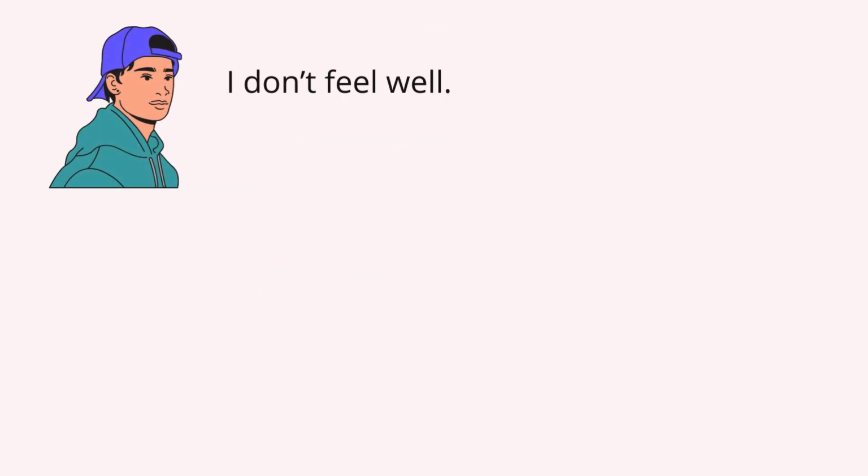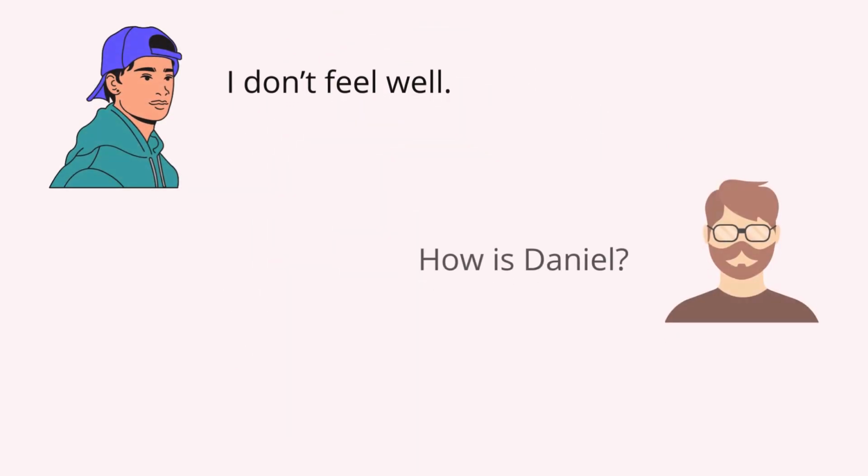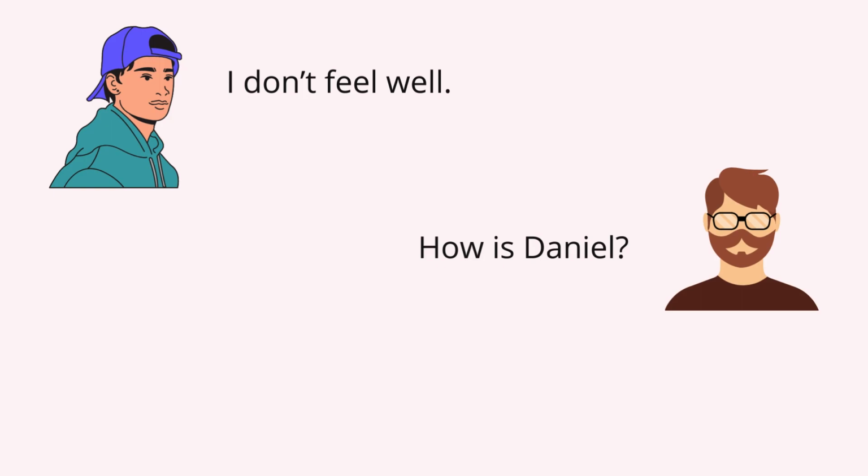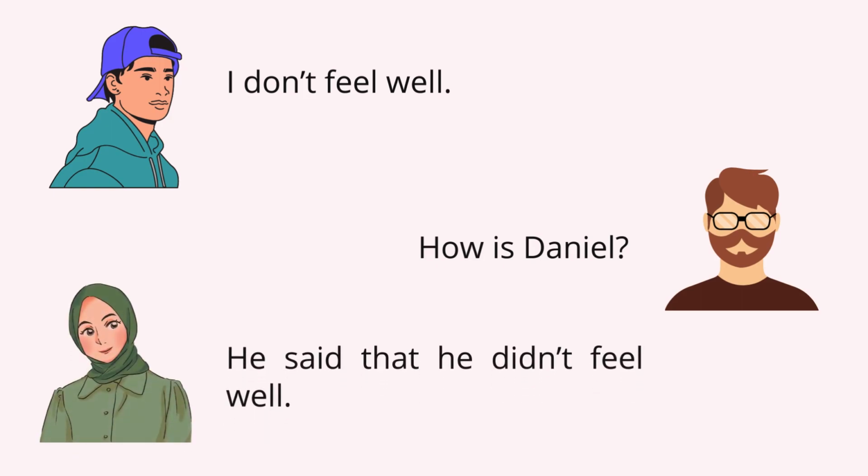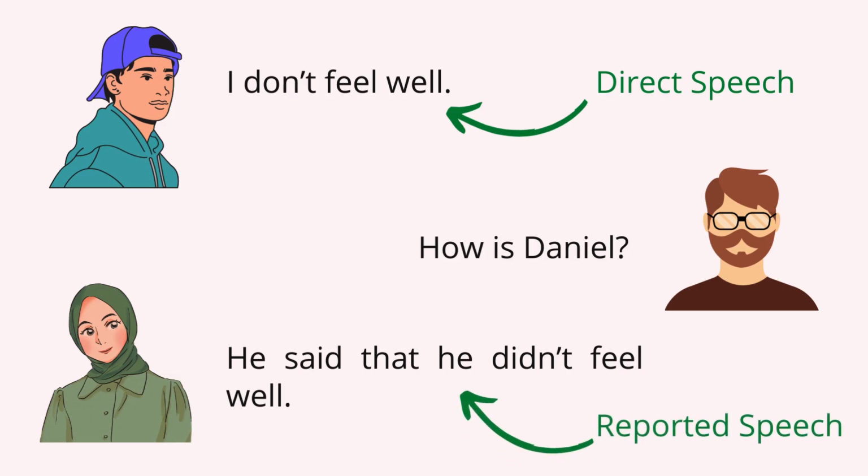"I don't feel well." "How is Daniel?" "He said that he didn't feel well." The first sentence is Daniel. He is using what we call direct speech. The sentence after "How is Daniel?" is what we call reported speech. This is talking about something that someone else said.